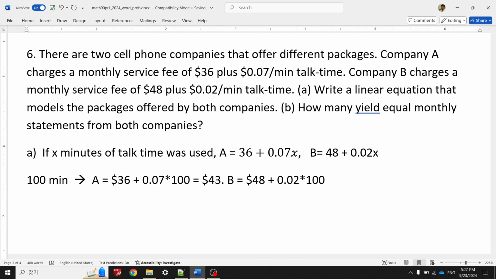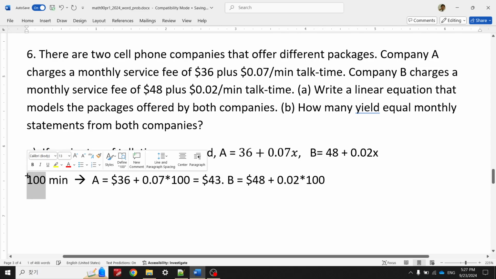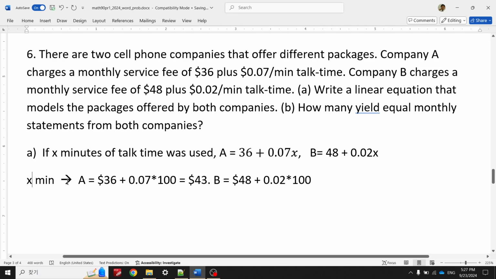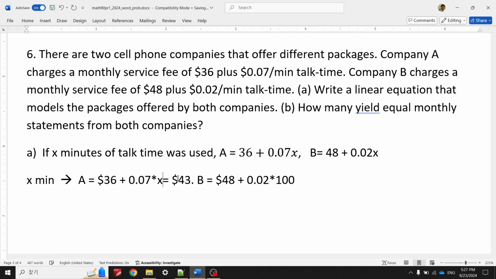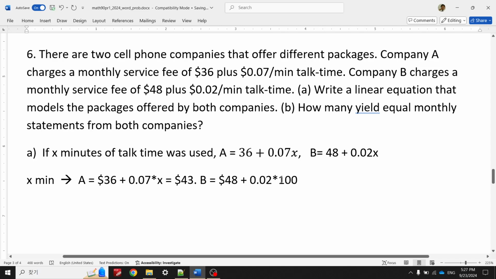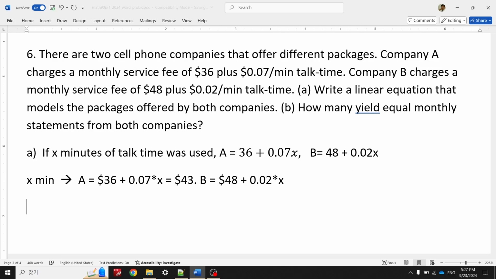If this made sense, then all you have to do now is go back and scratch out the 100 and replace that by X. That means this 100 should be replaced by X. This 100 should be replaced by X. There you have it. Those are the formulas. Was it hard? No, it wasn't. It's easy. So don't give up. You can do it.